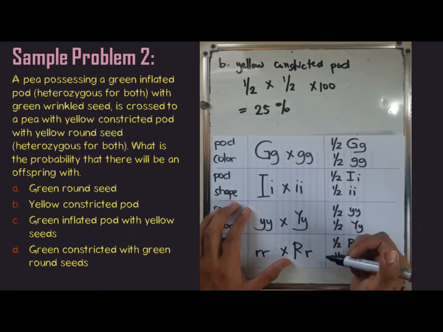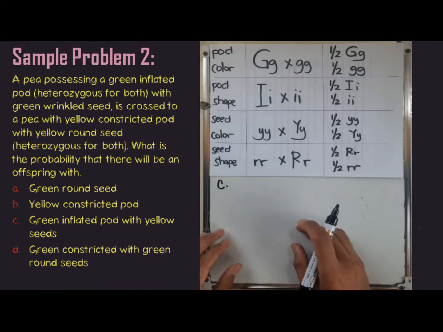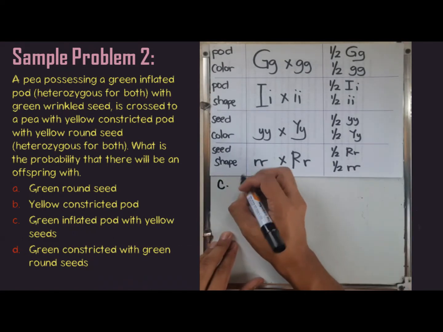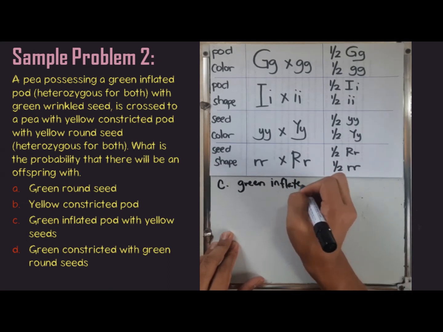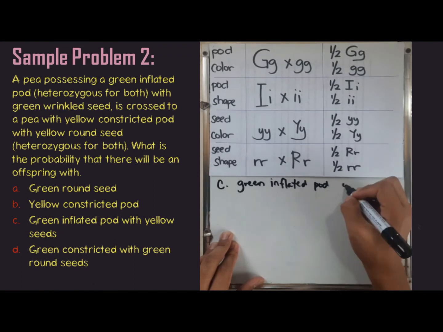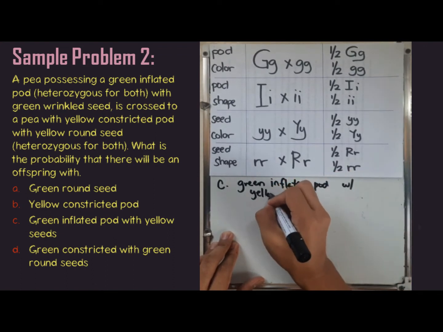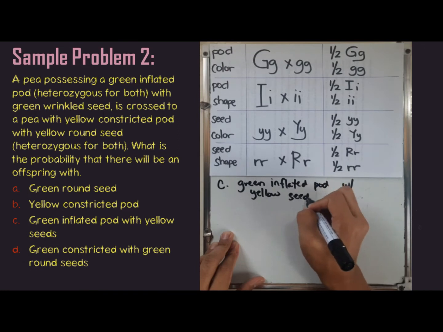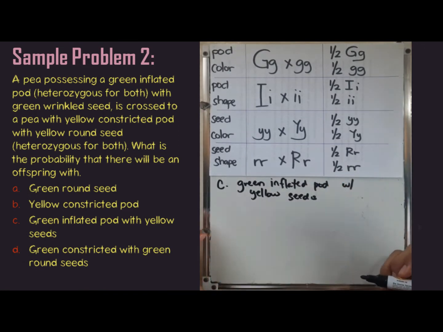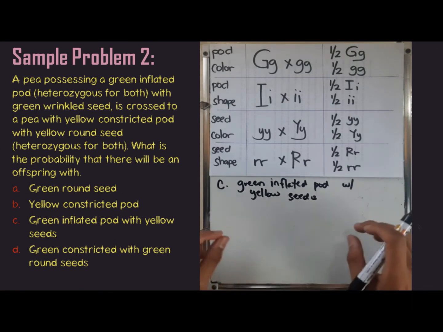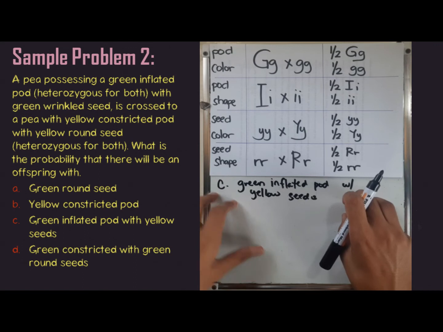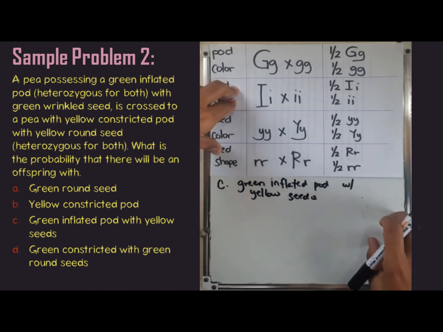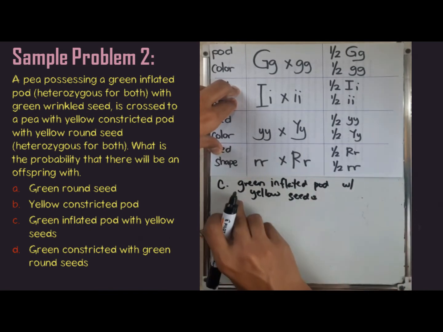Okay? Now, for letter C, it is the presence of the following phenotypes: green inflated pod with yellow seeds. Okay? So how many traits are present now in this case? We now have here the presence of 3 main traits. So let's simply consider the product method by multiplying the probabilities of every single one of them. So let's start with the green inflated pod.